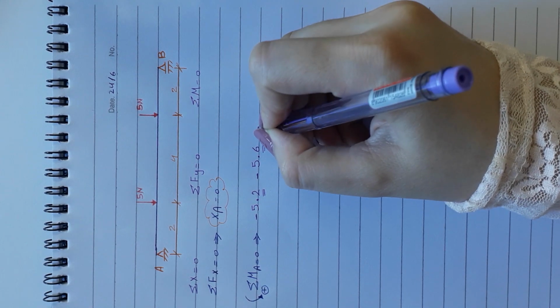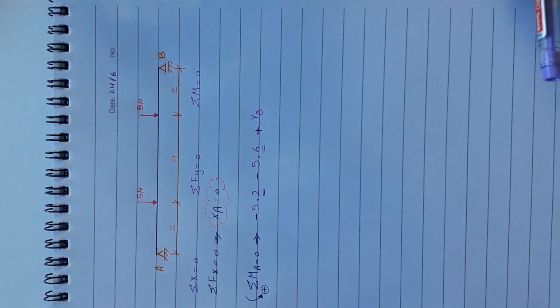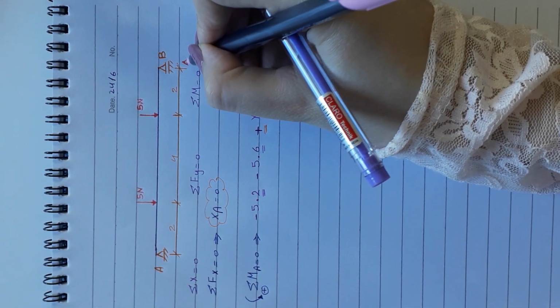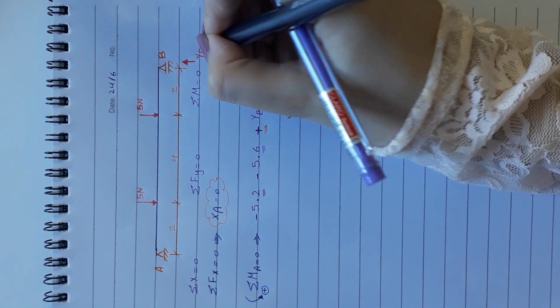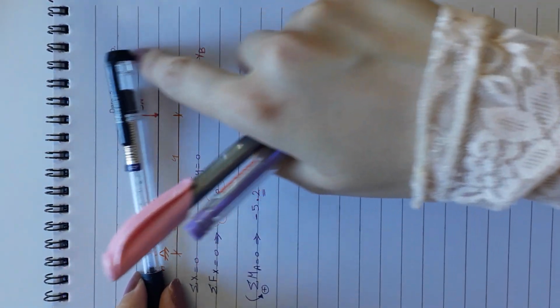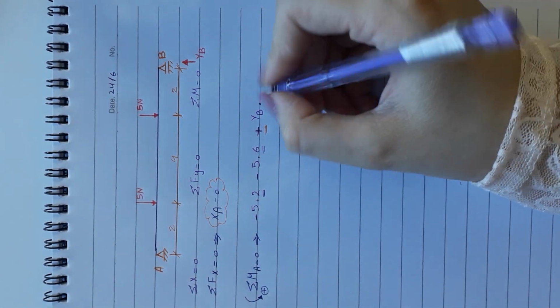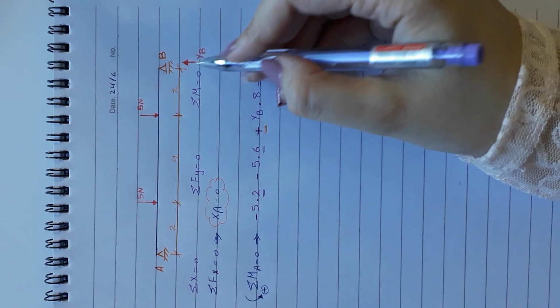Then I am going to write plus YB. I wrote plus because I am going to assume that YB is in this direction. This direction, as we see, makes the beam go counterclockwise. So the moment is positive. So, plus YB multiplied by 8. I assumed the direction.